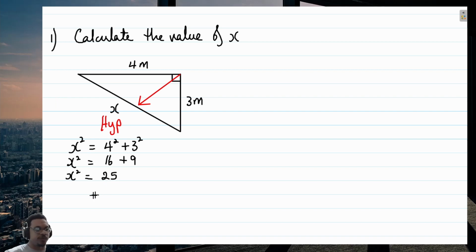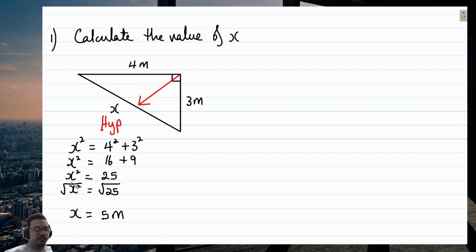So now we'll take square roots on both sides of the equal sign. And the reason for doing this is that square root and square are the opposites of each other. So that the square root will cancel the square here and we'll get x by itself. And whatever you do to one side of the equal sign, you must do to the other side of the equal sign. So I'll get x is equal to square root of 25 is 5. So x is 5 meters.